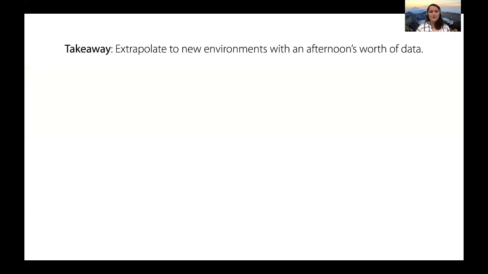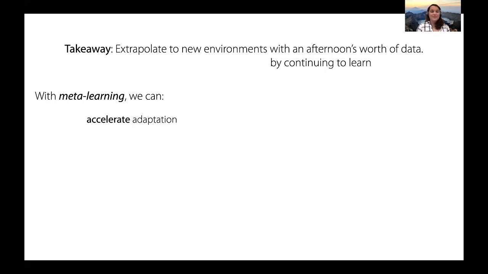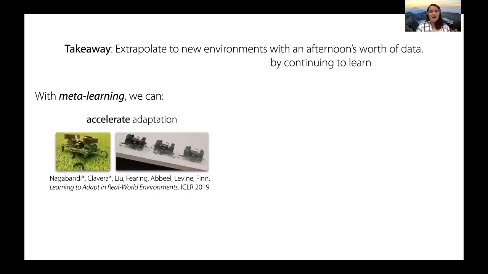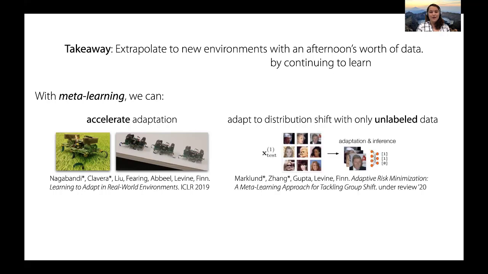Okay, so the takeaway from this part is that we can extrapolate to new environments with only an afternoon's worth of data. And some of our previous and recent work has also shown that with meta-learning, we can accelerate the adaptation, the fine-tuning process, including on extrapolated situations. And we can also adapt to distribution shift with only unlabeled data, which makes this adaptation process even cheaper.